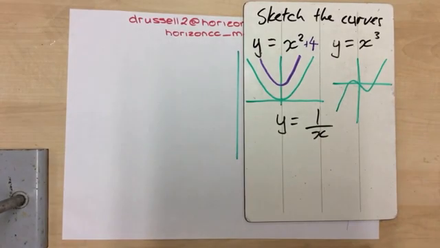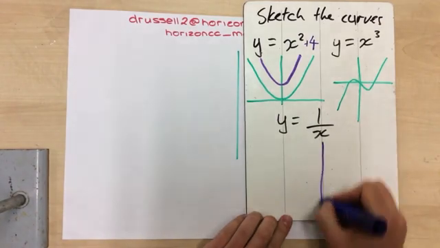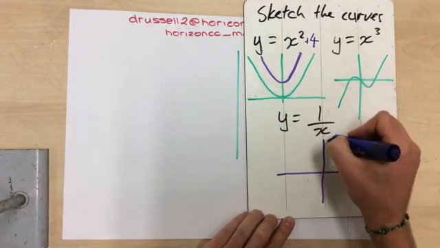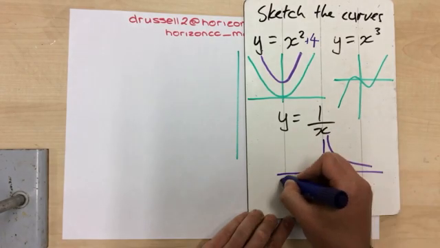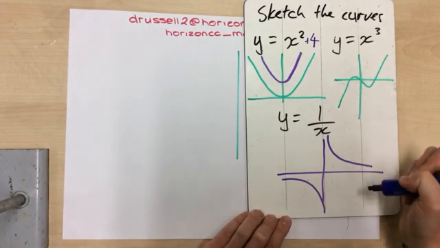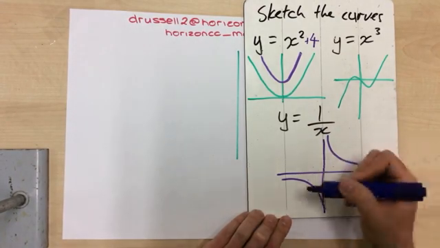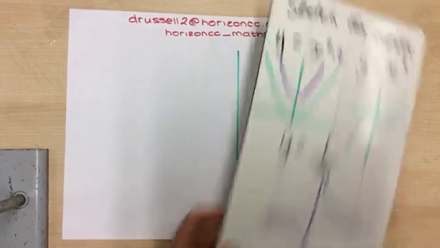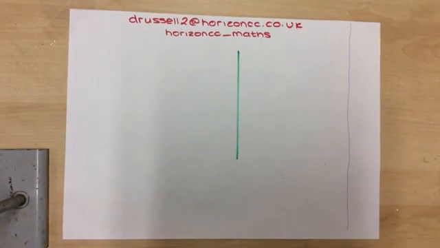The next one, we've got y equals 1 over x. Again, we start with an axis, and the basic pattern needs to look just like this. It slopes down from the top right segment and into the bottom left segment. There we go. Okay, what have we got next, guys?